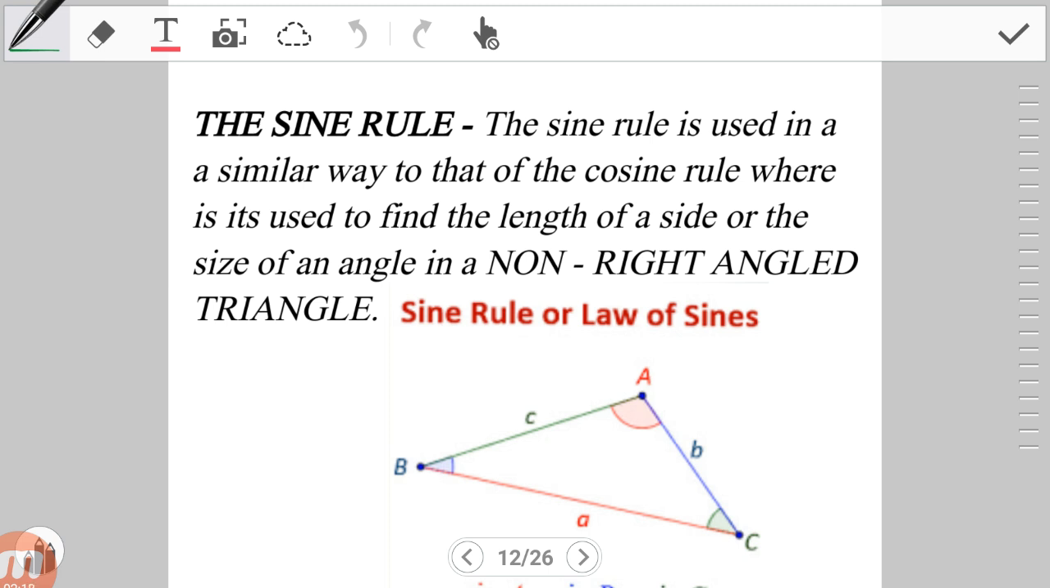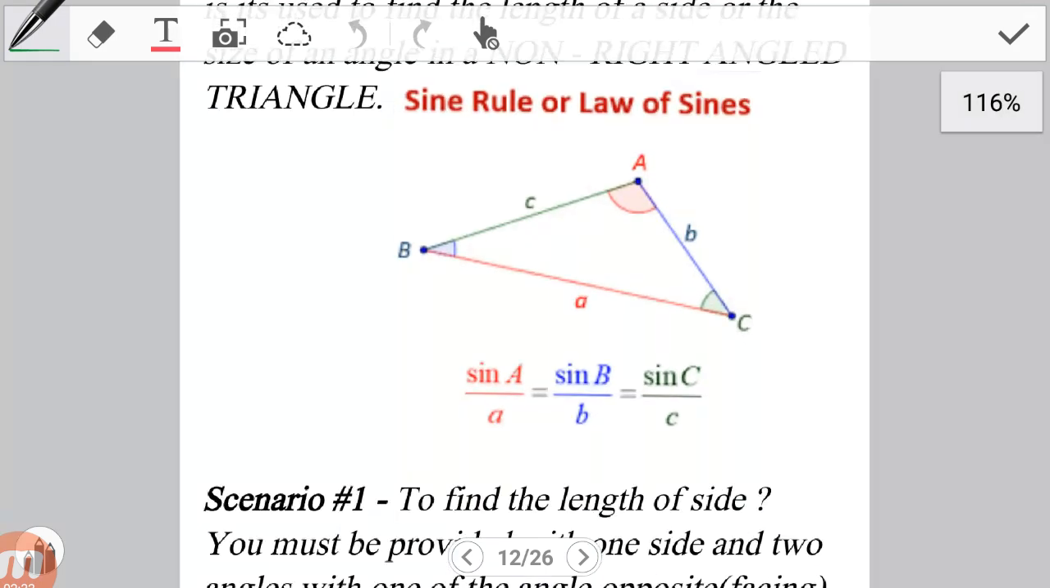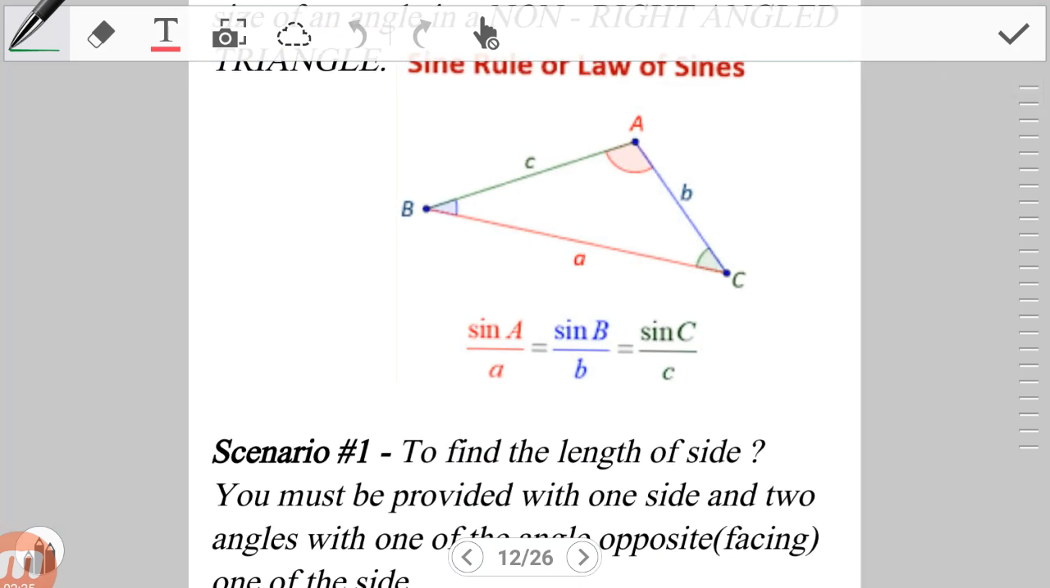Now, I'm not going to be proving the sine rule to you. That's probably going to be a video that I'll be doing in the future. I'm simply going to be explaining the scenarios that will present themselves for the application of the sine rule. Now, the sine rule is a comparison, or a ratio, between the angle and its corresponding side.